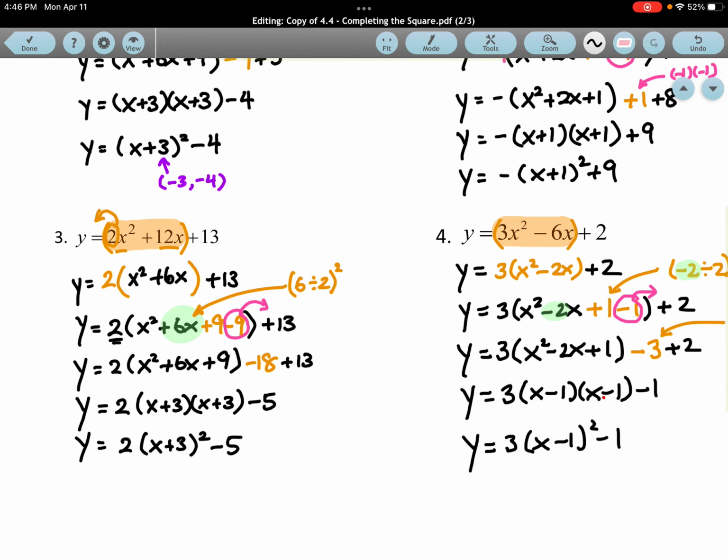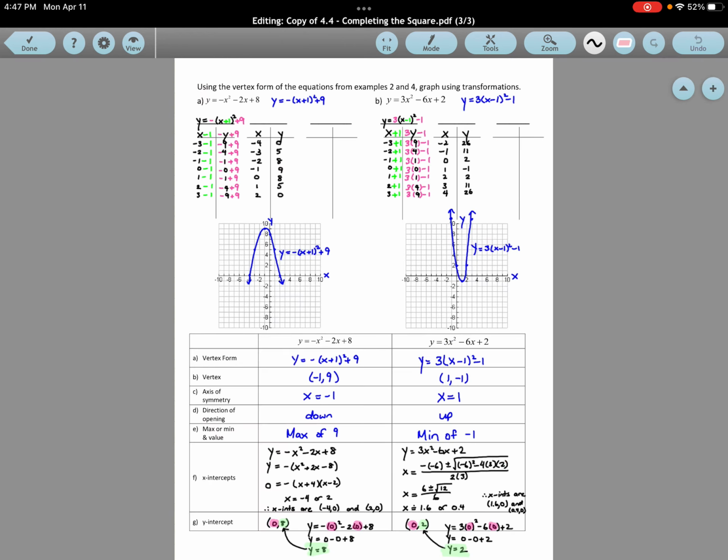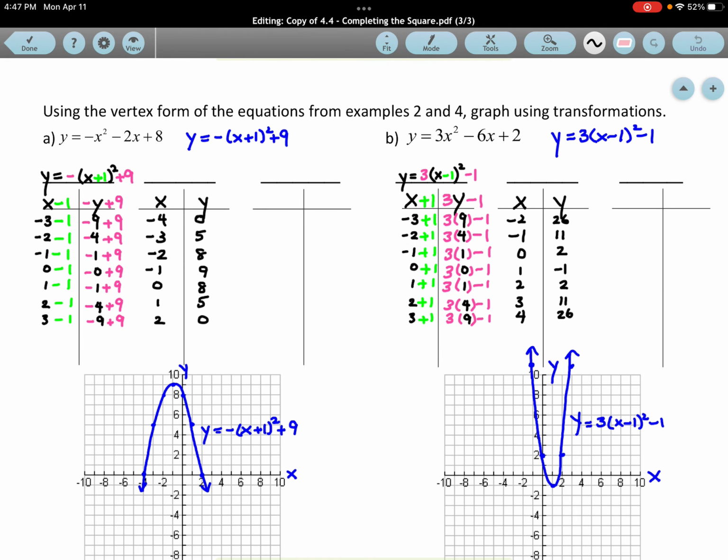I'm just going to show you once again the 4th question so you can go through it by yourself. But why don't we take our answers for number 2 and number 4, and I'll show you that we can actually graph things now. So A, on this side, is using number 2, I believe, and B is using number 4. And when it's in vertex form, we can start to use the transformation tables, or mapping notation, in order to graph.